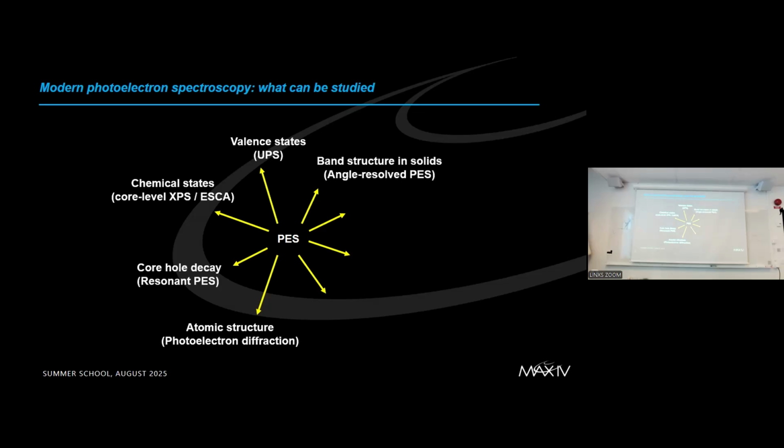Band structure in surfaces and solids. This is angle resolved photoelectron spectroscopy. ARPES is a very popular technique for studying complex processes in crystalline solids. Magnetic properties: if you have a spin polarizing detector, you can study magnetic properties of your sample.